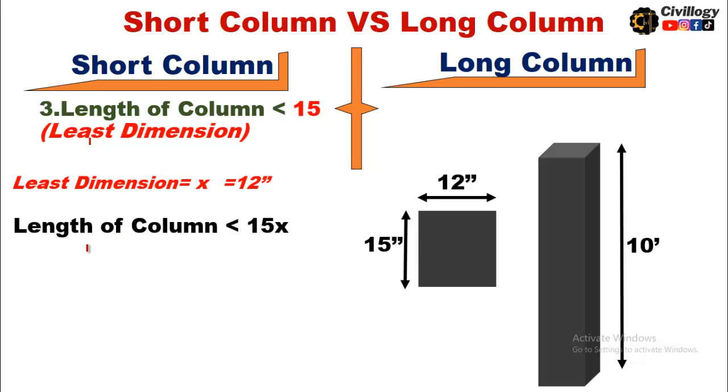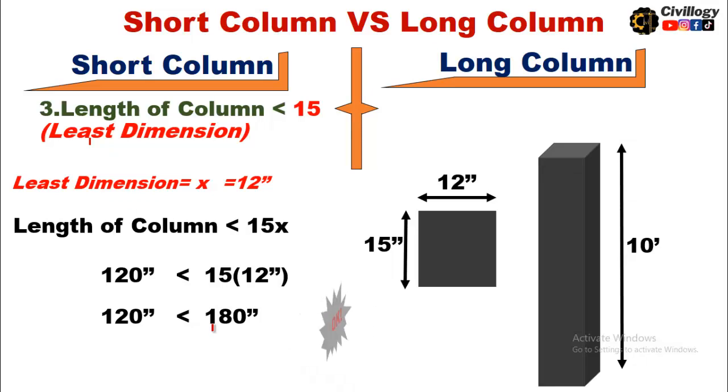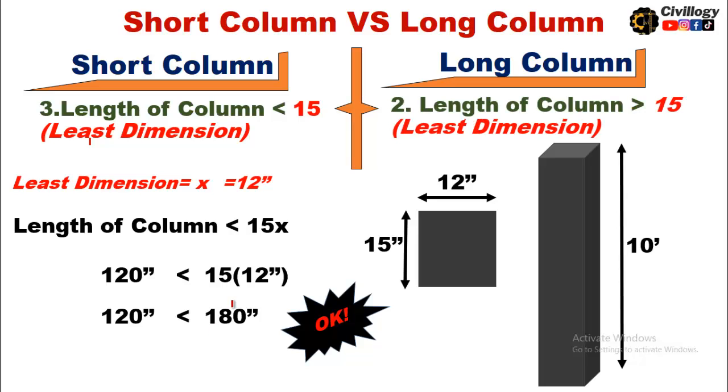So as per condition, length of column should be less than 15 times the least dimension. As you can see over here, 10 feet will be equal to 120 inches and it should be less than 15 times 12, which is the least dimension, and it comes out to be 120 inches is less than 180 inches. So this column can be categorized as short column. On the contrary, if the length of the column is greater than 15 times the least dimension of the column, then this column will be called a long column.